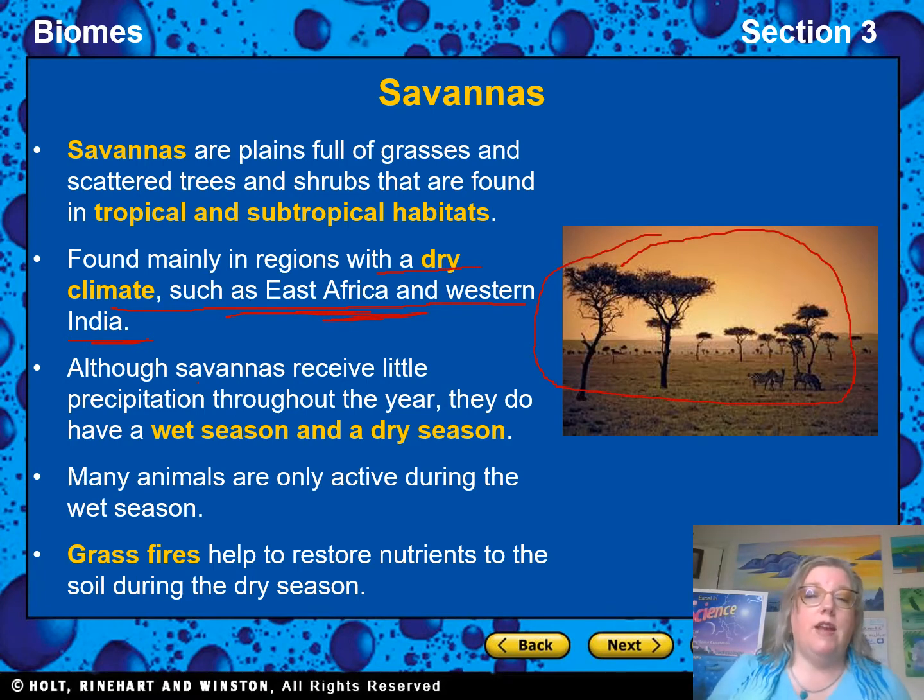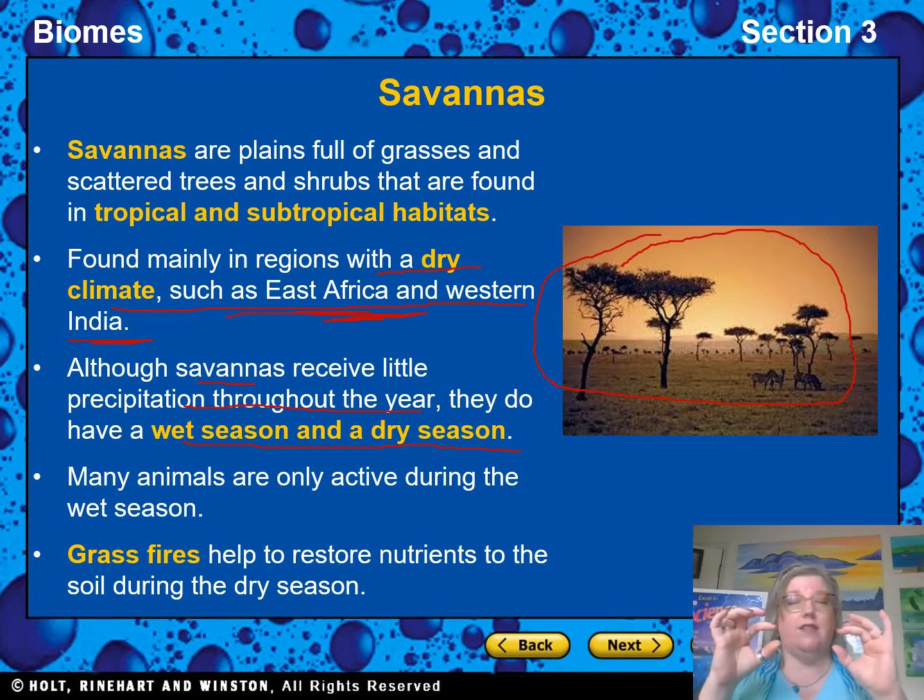Although savannas get very little precipitation through the year, they do have a wet season and a dry season. Since we're near the equator, we don't get all four seasons. We don't get spring, summer, winter, fall. The equator doesn't get that. The equator's hot all year round. The equator has wet and dry. That's the only seasons you have.